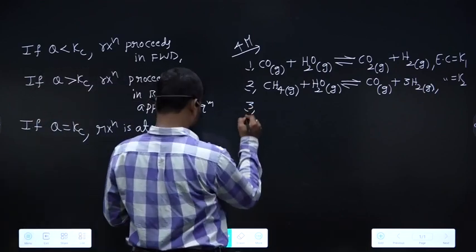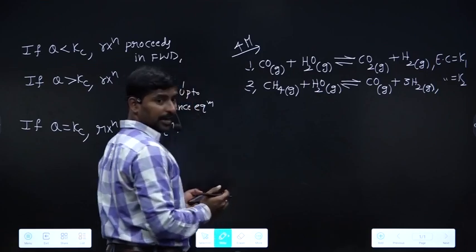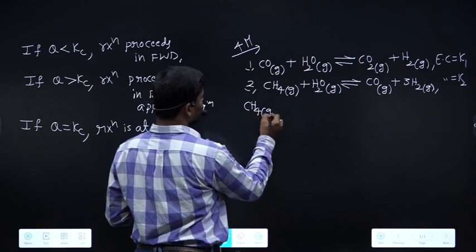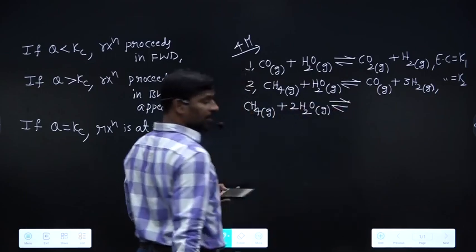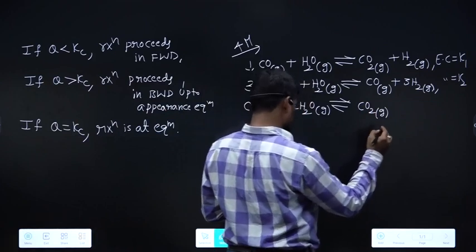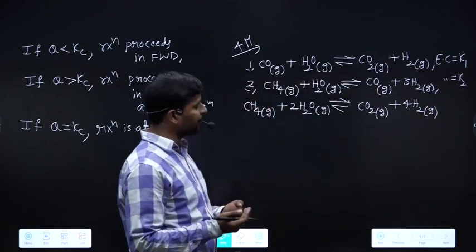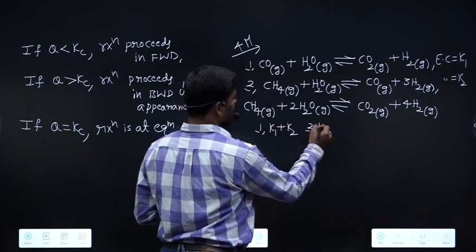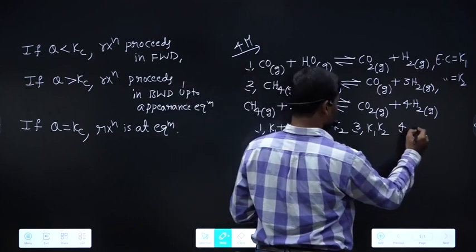Third one, continuation, you write. The equilibrium constant for the reaction CH4 gas plus 2H2O gas gives CO2 gas plus 4 moles of H2 gas is, with the options given: K1 plus K2, K1 minus K2, K1 into K2, K1 by K2.